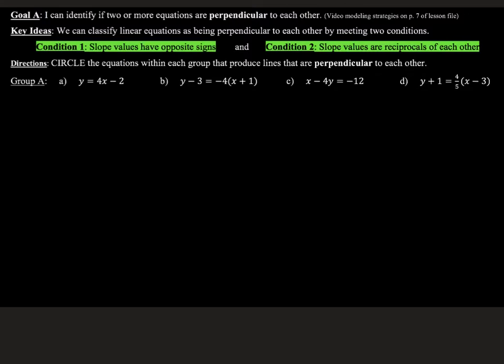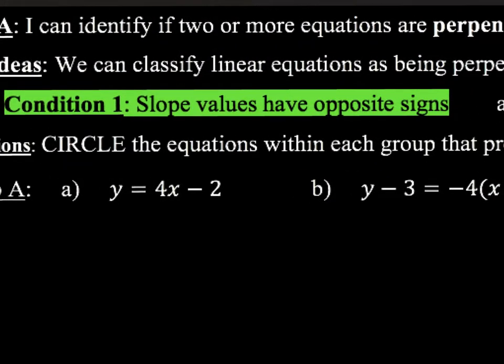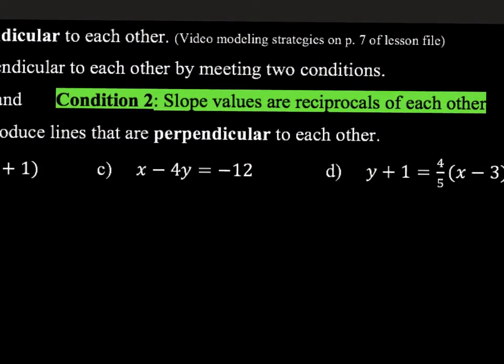Okay, let's take a look at our first goal of being able to identify if equations are perpendicular to each other. So the key ideas tell us that we can classify linear equations as being perpendicular to each other if they meet two conditions. Those two conditions are the slope values have to be opposite in sign and the slope values have to be reciprocals of each other.